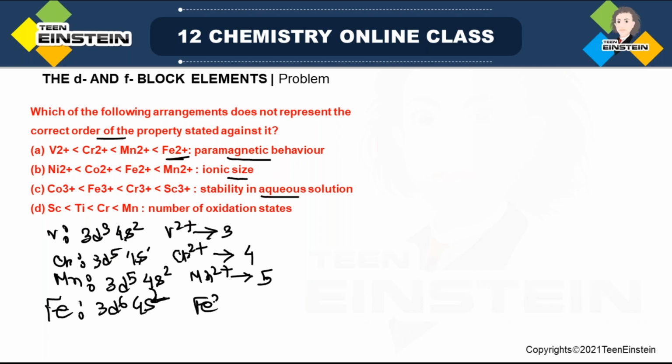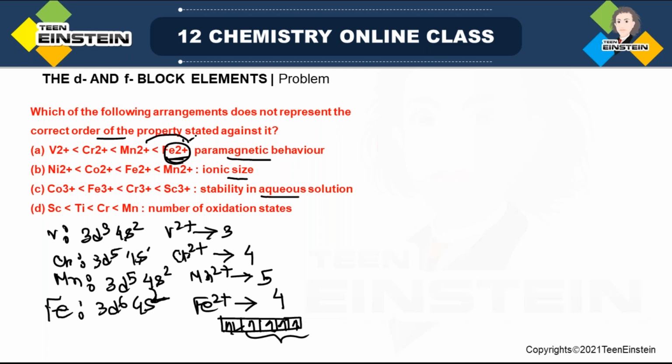So when it is Fe2+, how many unpaired electrons will there be in total? It is not 6 unpaired electrons, because the maximum capacity is 5 only. So the 6th electron will make a pair. So the number of unpaired electrons is only 4. But here it is mentioned that maximum paramagnetic behavior is for iron, and that is not true. The actual order should have Mn come before Fe, then only it is correct. So the first option is not correct.